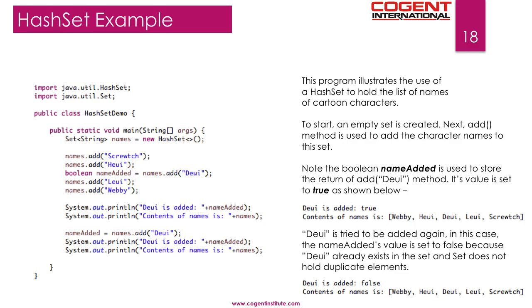Dewey is tried to be added again. In this case, the nameAdded value is set to false because Dewey already exists in the set and a set does not hold duplicate elements. Dewey is added will print false and the contents of names is as shown here.